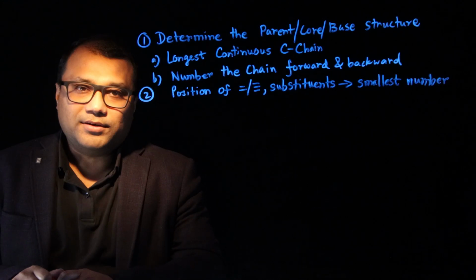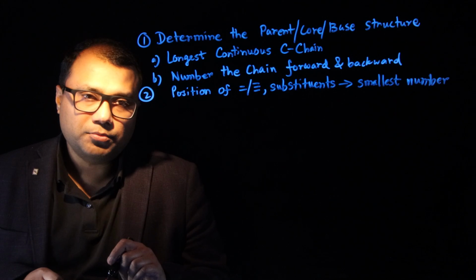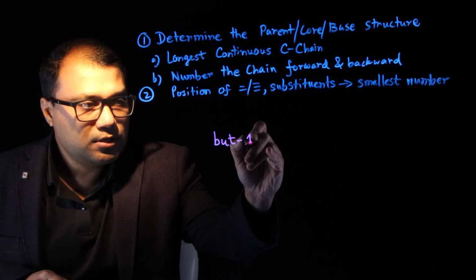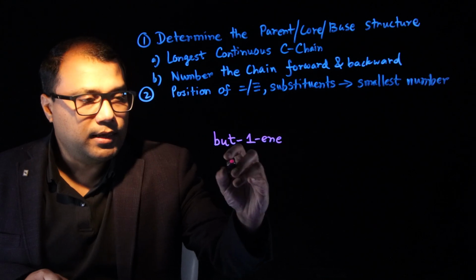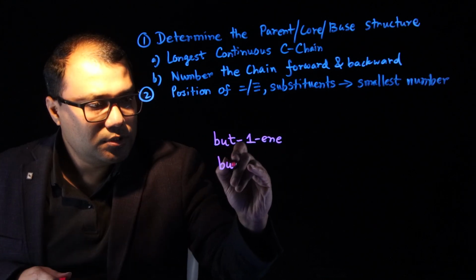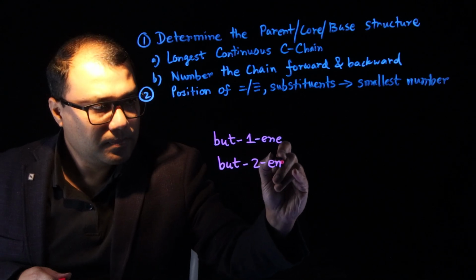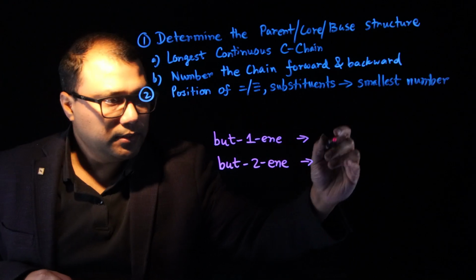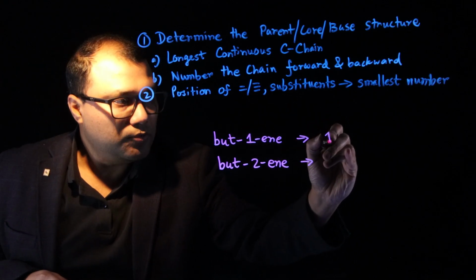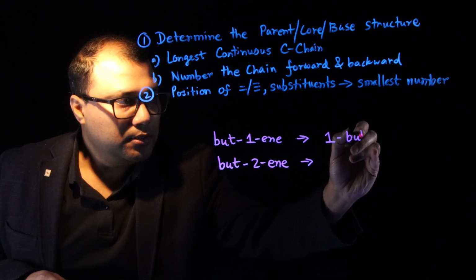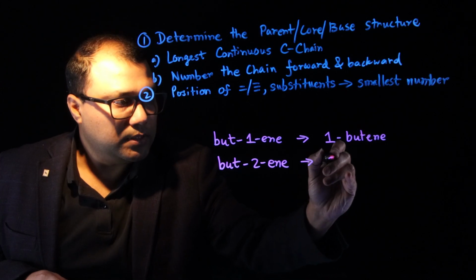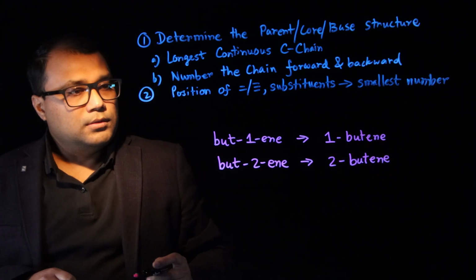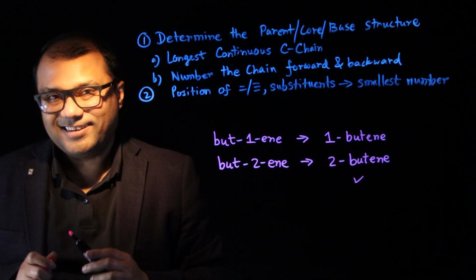Okay, before I move on to the next set of rules, I just want to make one clarification. Remember, we determined the nomenclature of but-1-ene, and similarly we also did but-2-ene. The correct way of naming these, this is also correct, but a better way of naming this is 1 comes in the front and you write 1-butene. Okay, similarly this one, 2 comes in the front and you write 2-butene. Okay, this is not wrong, but this is more correct, let's put it that way.